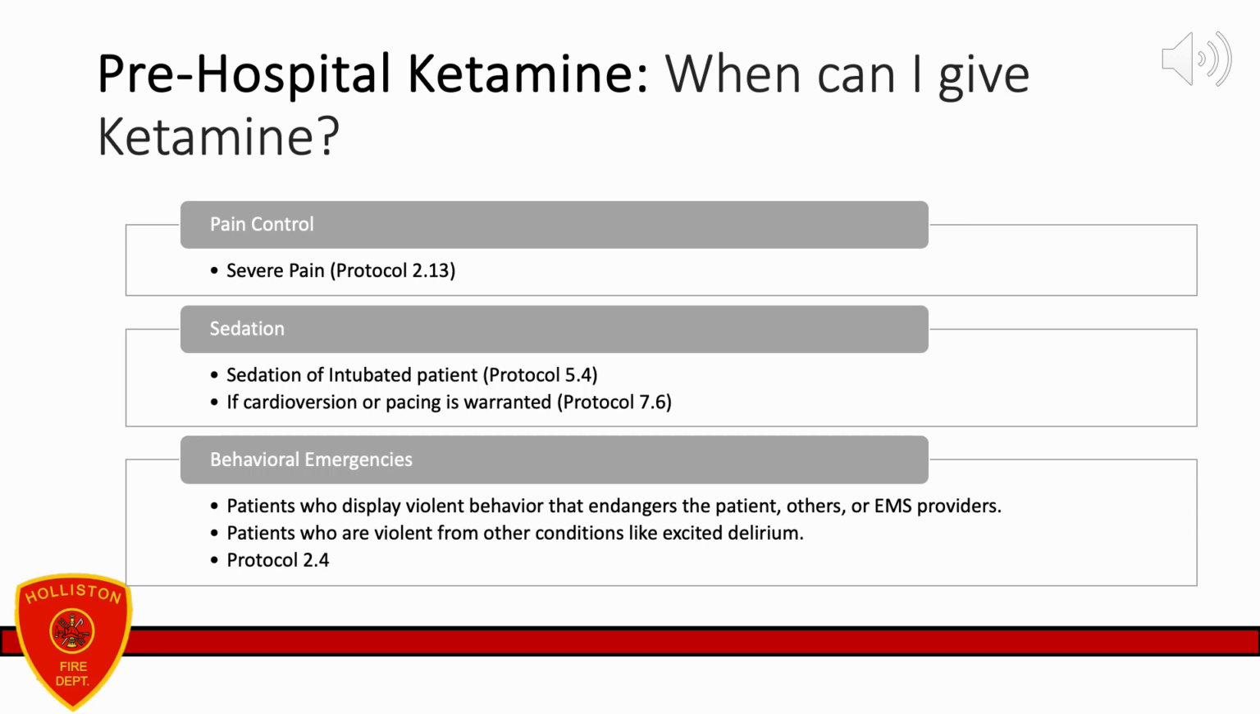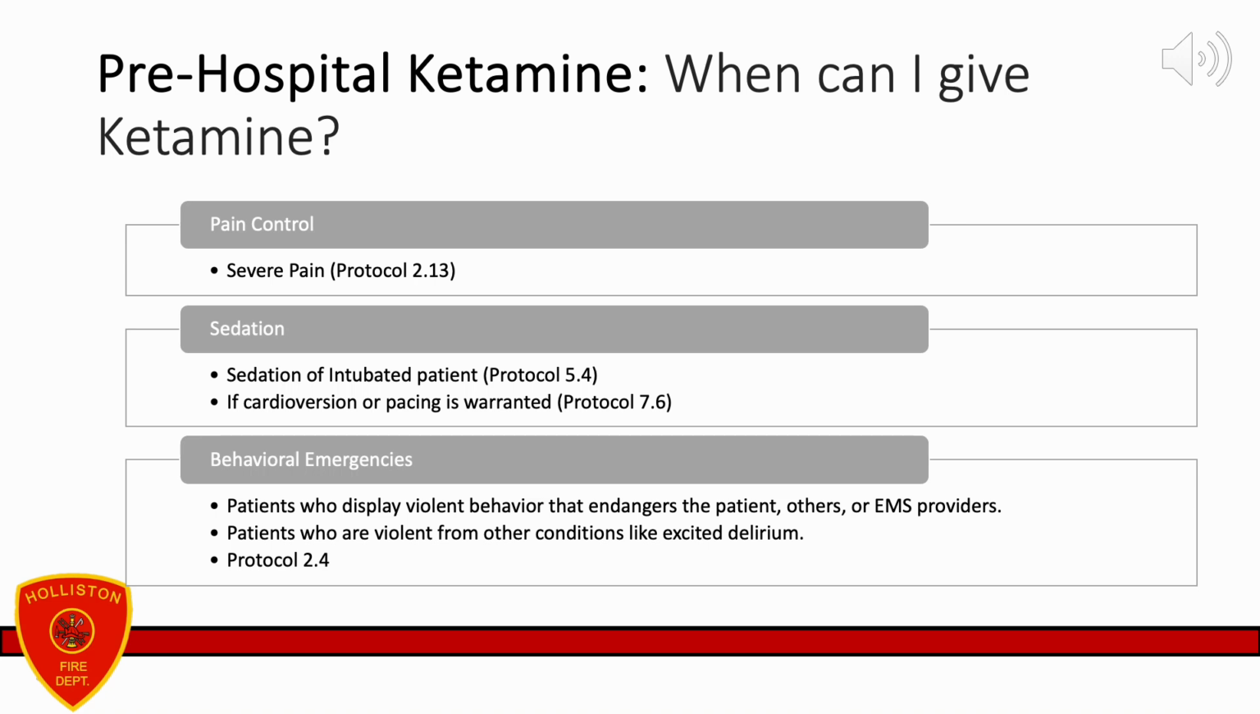For sedation of the intubated patient, so again, to clarify, not for patients that you're going to intubate yourself, RSI-wise, medication-assisted intubation, but for patients that have been intubated, for example, during cardiac arrest who regain consciousness to get ROSC, we can use ketamine to help keep them sedated after intubation. In cardioversion, so if the patient needs to be cardioverted or pacing is warranted in protocol 7.6, we can give ketamine as part of sedation analgesia for them.